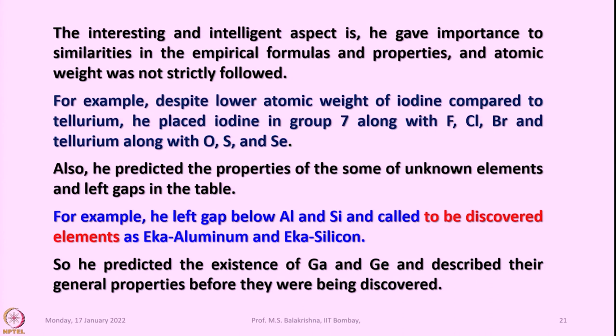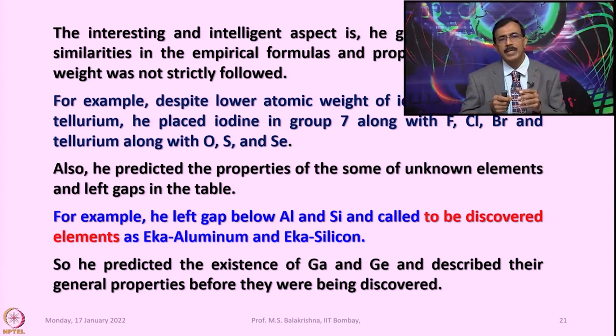Despite the lower atomic weight of iodine compared to tellurium, he placed iodine along with halogens and tellurium with chalcogens. He placed iodine in group 7 along with fluorine, chlorine, bromine, and tellurium along with oxygen, sulfur and selenium. That means the thought process was not completely biased towards atomic weight, but he was also looking into the properties and empirical formulas.